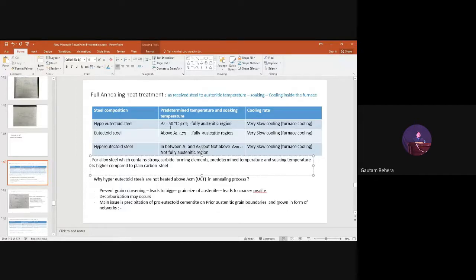It depends. So I have a question here. Which kind of alloying element, if present in the steel, means we have to go to a very high temperature compared to that of a plain carbon steel? Can you give some example? Do you have any idea?